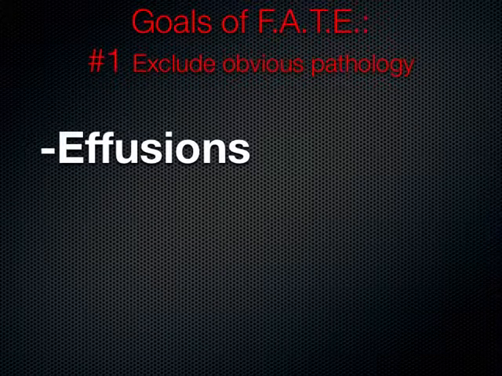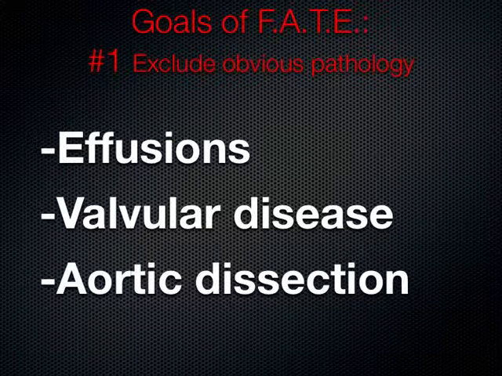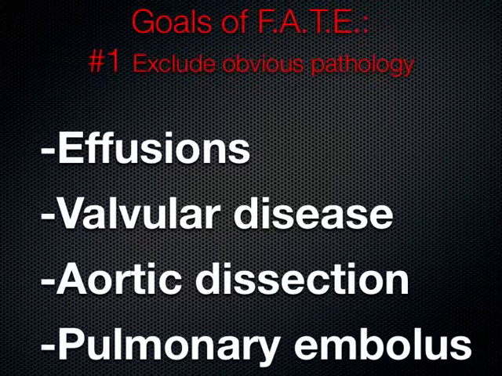So getting back to the goals of the FATE exam, now that we know where the windows are, number one is to exclude something really obvious like effusions either around the heart or in the chest, or a really obvious problem with the valves, valvular disease. And then also an aortic dissection can be seen. And also pulmonary embolism is denoted by having a very large right ventricle.